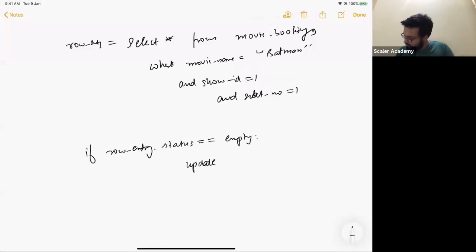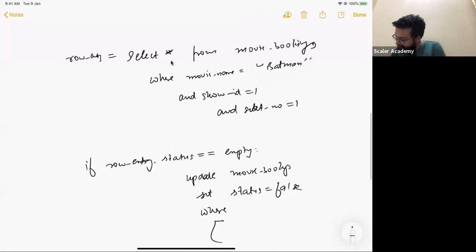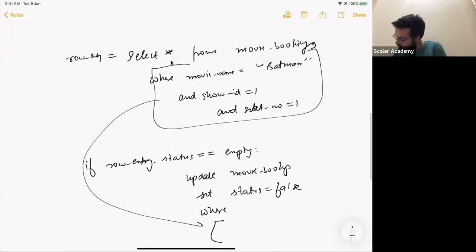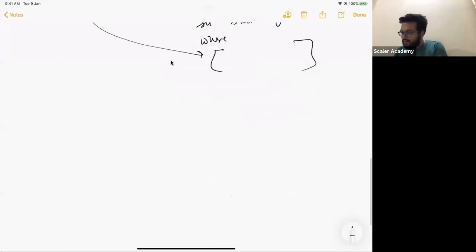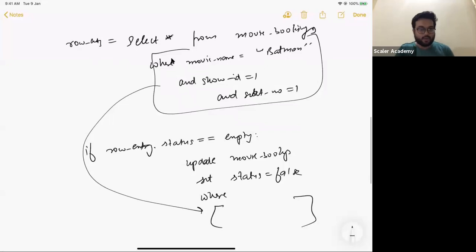So update the table name, which is let's say movie bookings, and you would want to set a particular column. What column would you want to set? The status, you would now want to make it false so that nobody else can book it, and then you would have a where clause, which would be nothing but this entire same where clause. Does this query make sense to you guys? Anybody in the class who is feeling lost? I hope not, right? This is fairly simple.